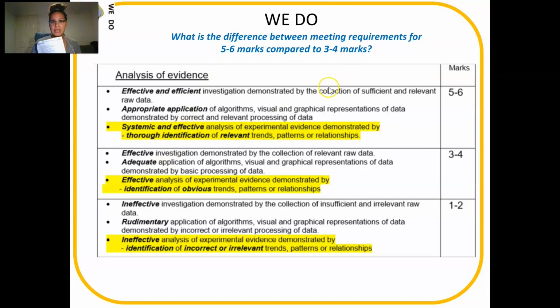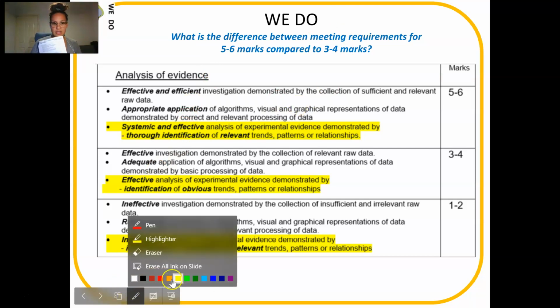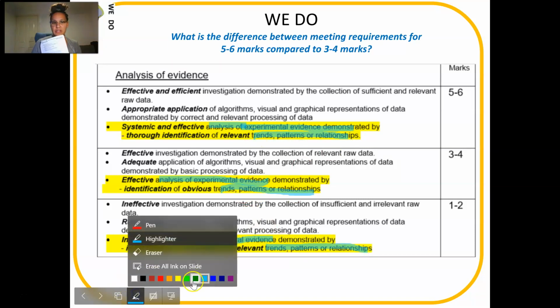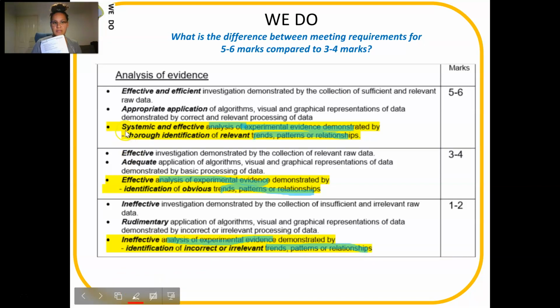So what we're looking for is that in each one of these, does it have a pen? It certainly does. Highlighter. Let's use a highlighter, and we're going to use blue. So each time we're highlighting, it's analysis of experimental evidence, still analysis of experimental evidence. The breaking point is these words in bold. And we're looking for trends, patterns and relationships. They're the things that we're looking for, but the difference is this stuff here. Systematic, effective. I'm just going to try and underline underneath. There we go. They're the differences between each one of those.